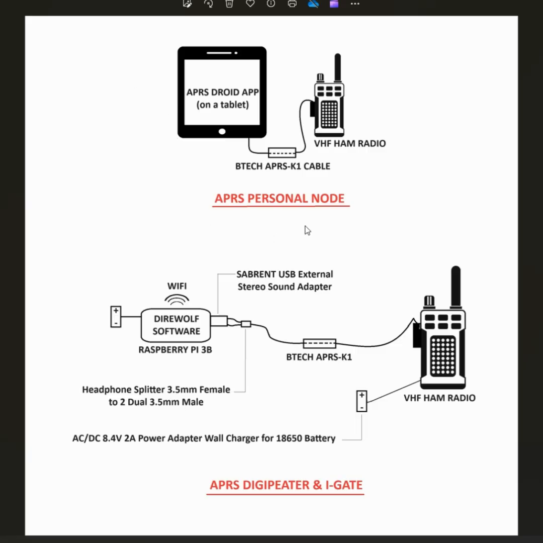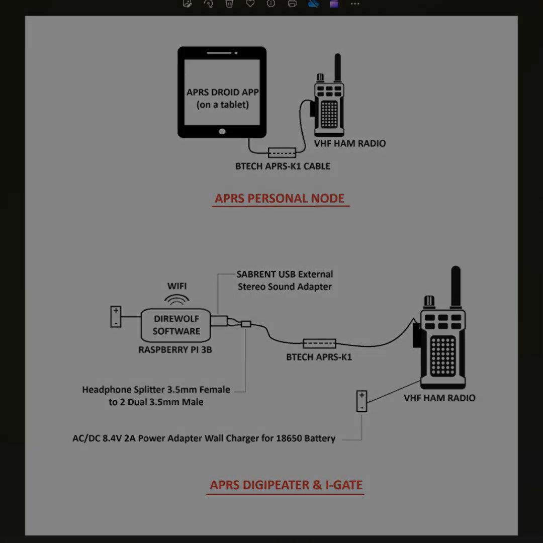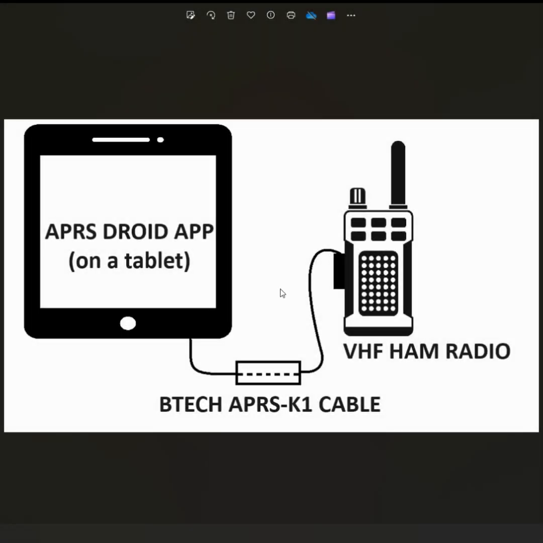And so the first one we're going to take a look at is the APRS personal node, as I like to call it here. Okay, so this is a basic APRS node setup. So you're going to need either a tablet, which I'm using an Android tablet. You can use an Apple tablet. You can use a cell phone, any smartphone, or a computer.